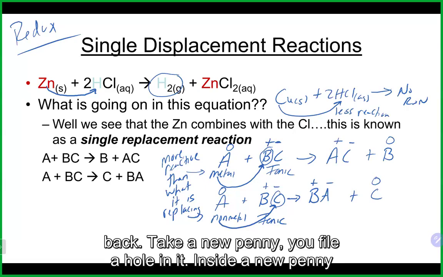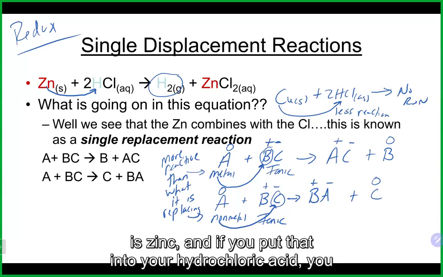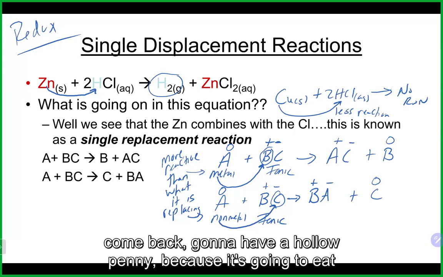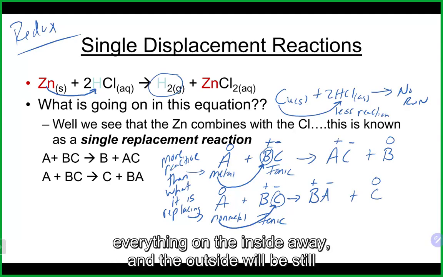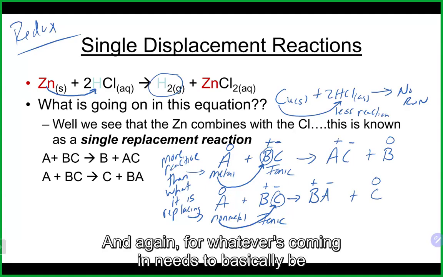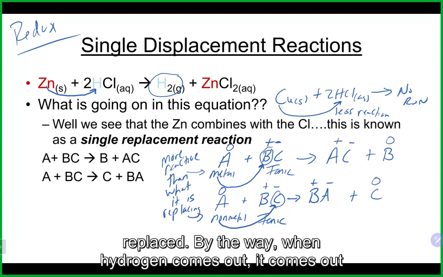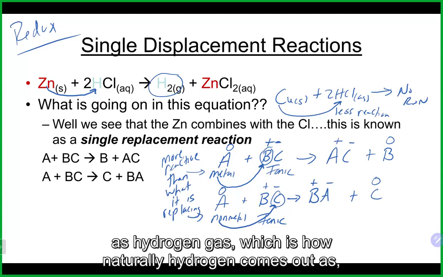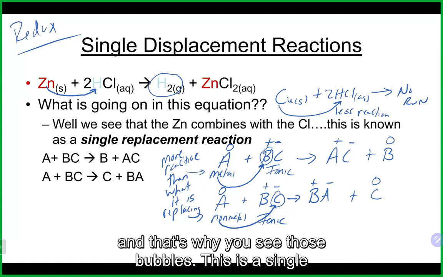Take a new penny, you file a hole in it. Inside a new penny is zinc. And if you put that into your hydrochloric acid, you come back, you're going to have a hollow penny because it's going to eat everything on the inside away. And the outside will be still okay because the outside is still copper-ish in most cases. And again, whatever's coming in needs to basically be more reactive than what it replaces. By the way, when hydrogen comes out, it comes out as hydrogen gas, which is how hydrogen naturally exists, and that's why you see those bubbles.